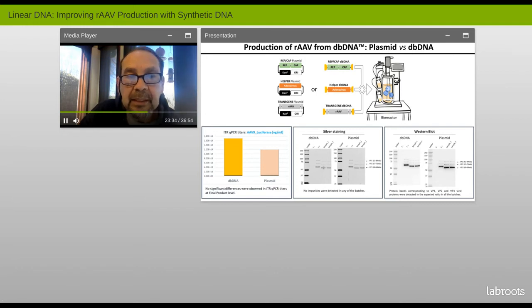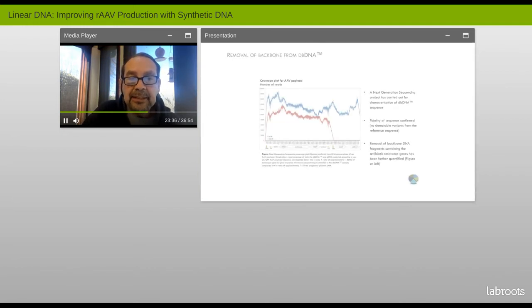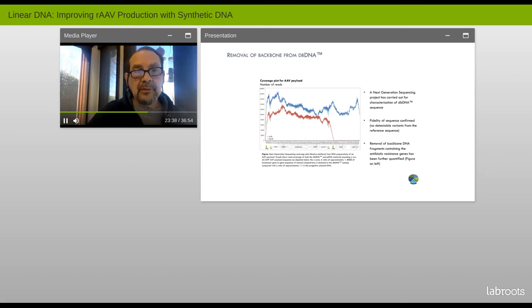If you go to the next slide, it's an illustration of next generation sequencing, where you can see the blue color shows the percent of contamination that's in the plasmid prep compared to the red sequence, which shows that the sequences completely stop at the end where these termination elements are, and thereby dramatically removing the potential for contamination, as was illustrated by the cartoons.